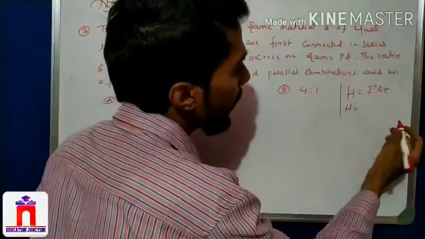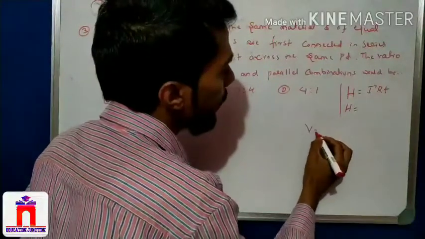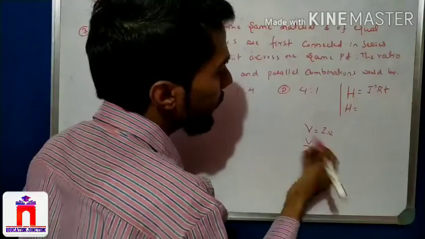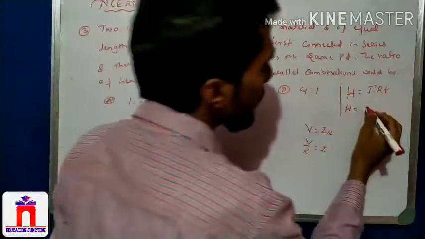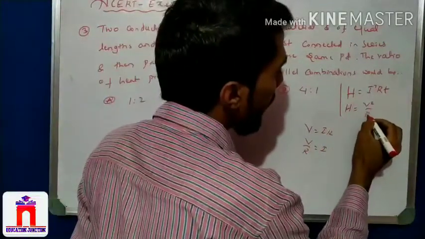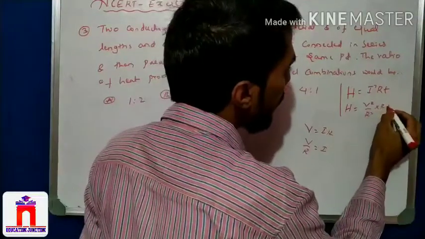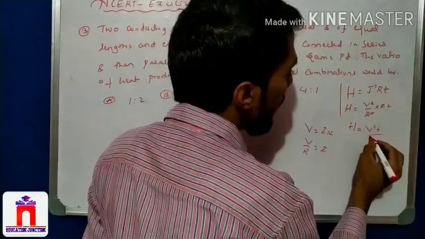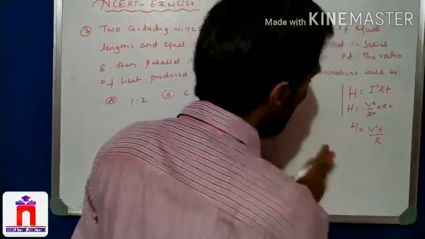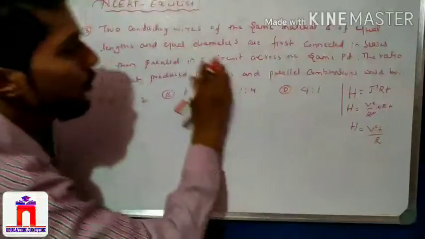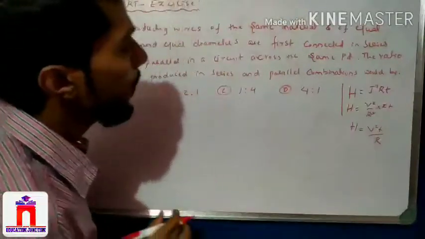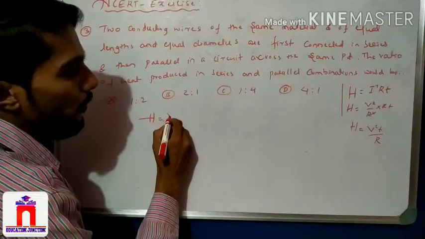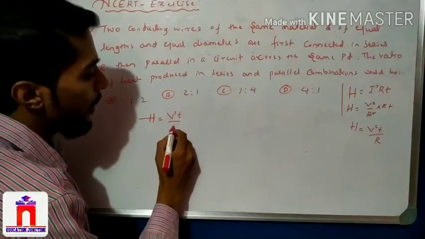What is I? We know Ohm's law: V is equal to IR. So I is equal to V by R. Replace it here: V square by R square into R into T. So R cancels, and we get H equals V square T by R. We use this one because there is no discussion about the current here. So I can write H is equal to V square T divided by R.